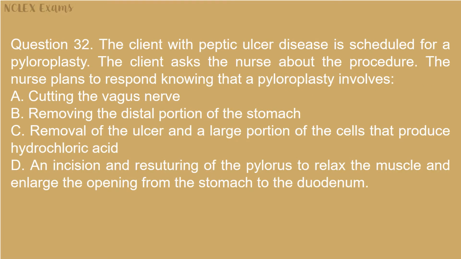Question 32. The client with peptic ulcer disease is scheduled for a pyloroplasty. The client asks the nurse about the procedure. The nurse plans to respond knowing that a pyloroplasty involves A. Cutting the vagus nerve. B. Removing the distal portion of the stomach. C. Removal of the ulcer and a large portion of the cells that produce hydrochloric acid. D. An incision and resuturing of the pylorus to relax the muscle and enlarge the opening from the stomach to the duodenum.